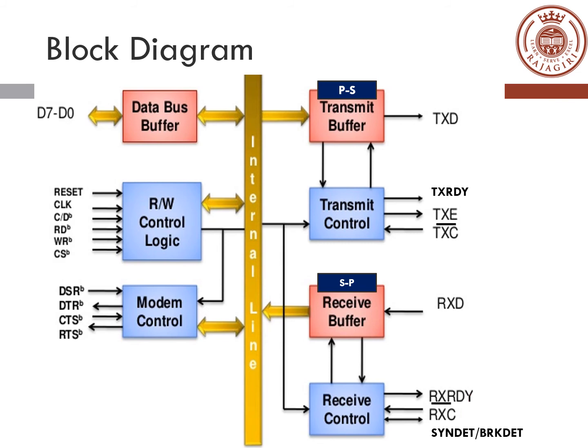And there are control signals going into the modem control block, which are DSR, which is data set ready, DTR, data terminal ready, CTS, which is clear to send. And those are the main signals with which the 8251 is used.